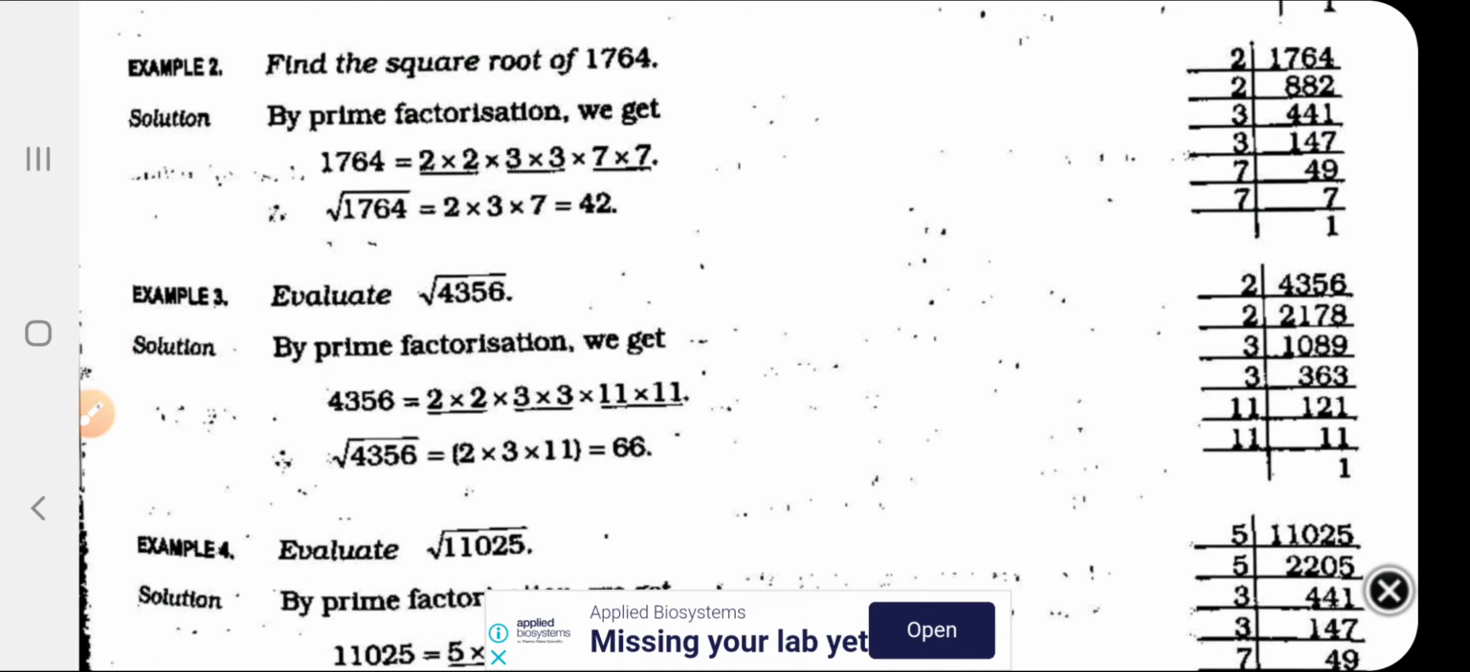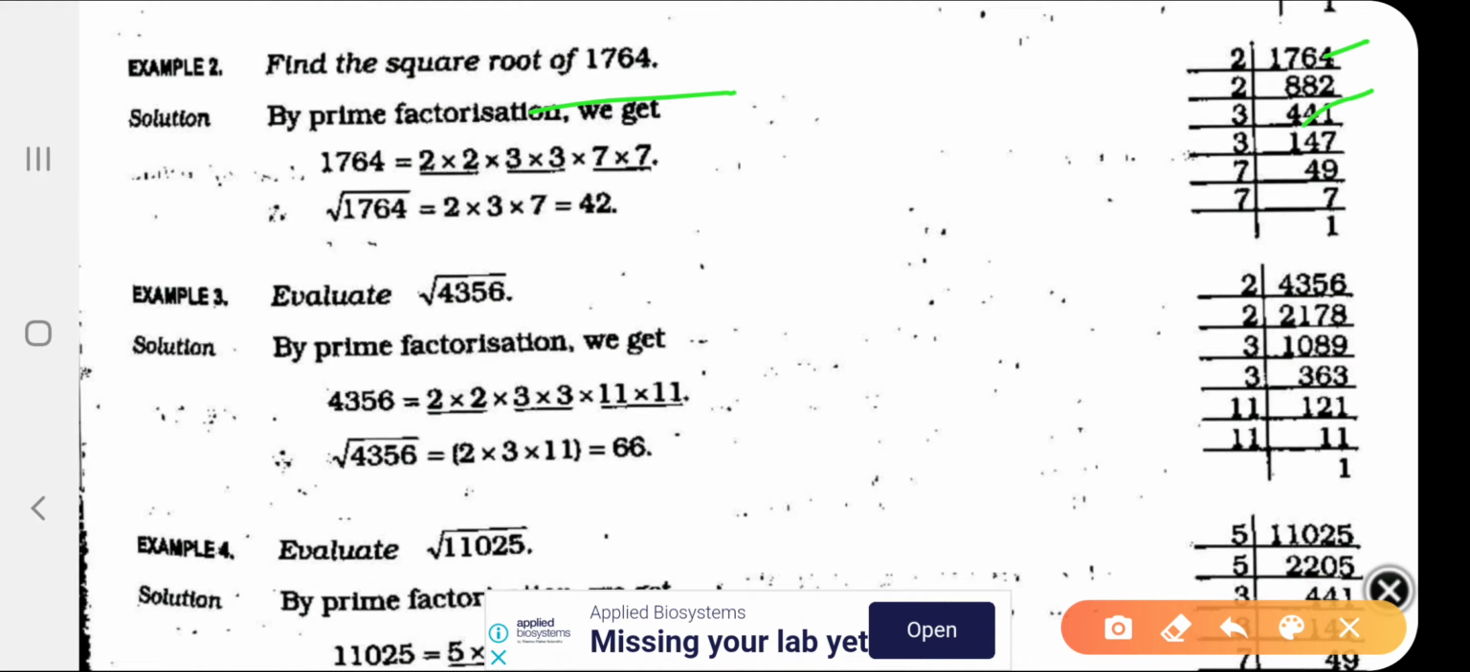Now let's come to the next number. The number is 7 hundred 64, you have to find the square root of it. This is also very simple. This is an even number, divisible by 2. Again, 441 is divisible by 3.